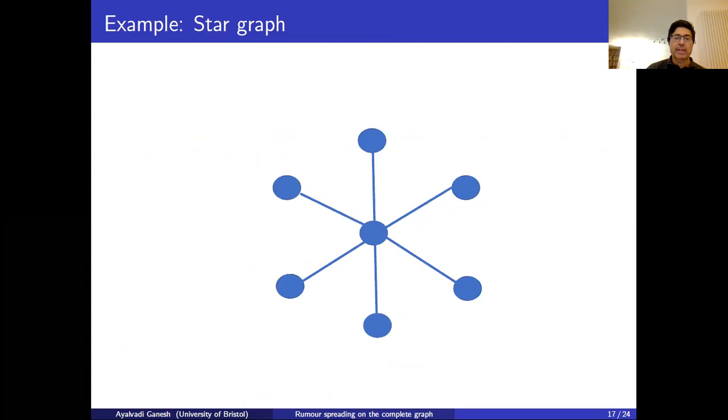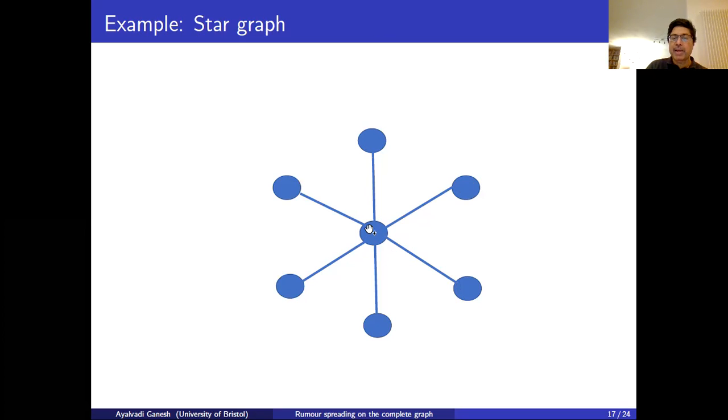Let's do one more example. And this is going to be the star graph. So the star on n vertices consists of a single hub node and n minus 1 leaves, each of which is connected just to the hub. There are no edges between the leaves. All the leaves are connected to the hub and to nothing else.